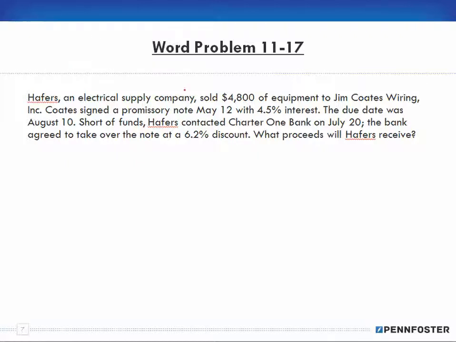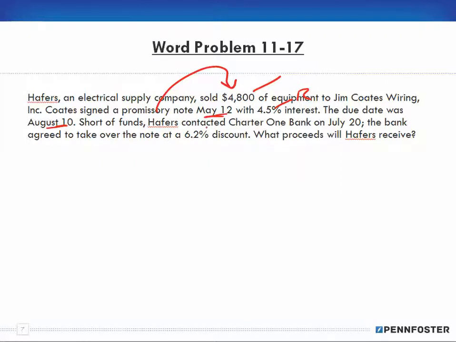Okay, it says here, Hafer's, an electrical supply company, sold $4,800 of equipment to Jim Coates Wiring, Inc. Coates signed a promissory note May 12th with 4.5% interest. So he's selling that amount of equipment, but he's creating a promissory note in that amount. So that's the principal or the face value, the 4,800. He signed it on May 12th at 4.5%, so that's the rate. The due date was August 10th, right? So from May 12th to August 10th is the time frame.